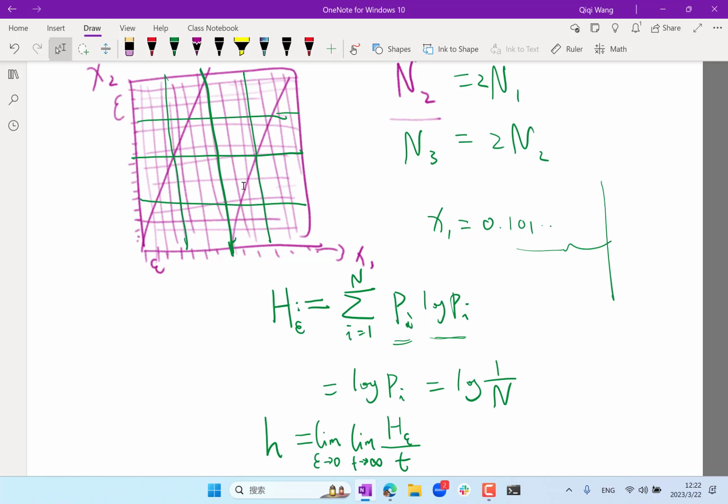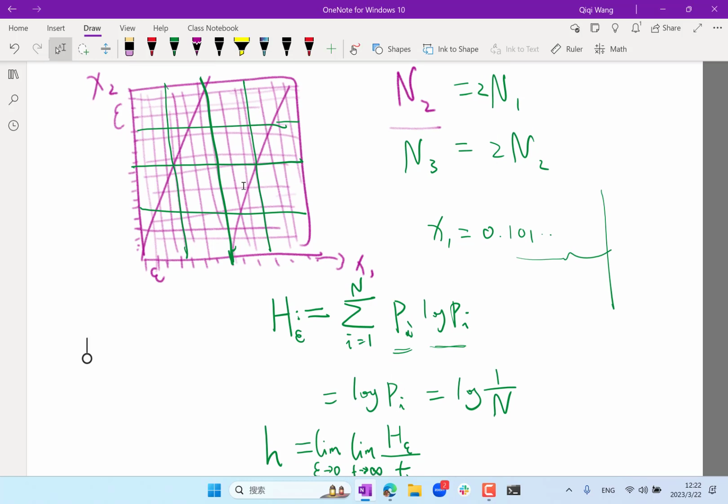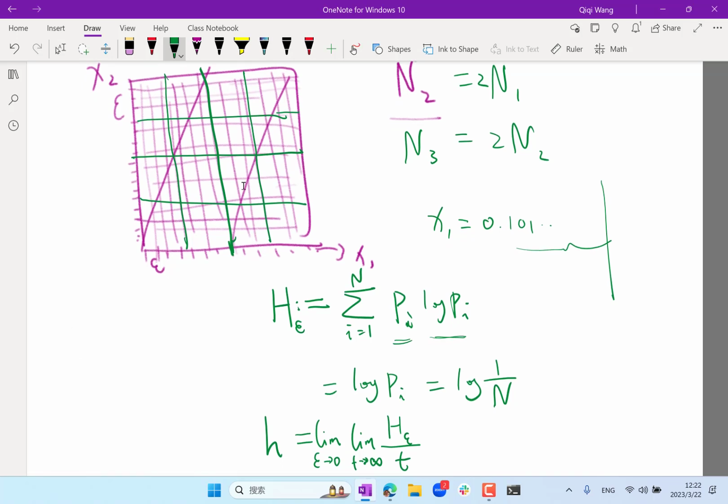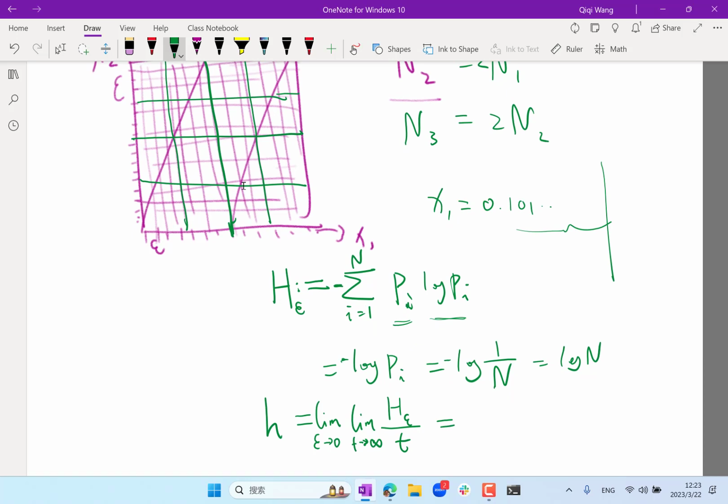In this particular case, no matter how fine you split the domain, what is the rate of information increase? Log of 1 over n would have a minus sign on that, so that is going to be the log of n. The amount of information increases by a factor of 2 for every iteration. That means my entropy increases by a constant additive value of log 2 for every iteration. So this is going to be equal to log 2, no matter how small epsilon gets.